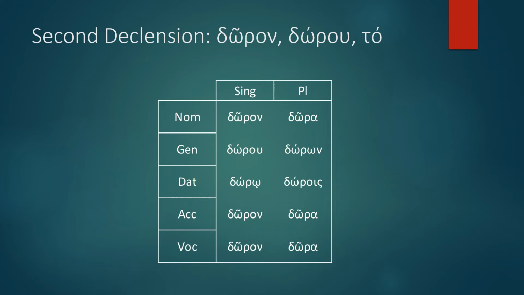For doru and doro, the genitive and the dative, our ultimas are long, and so our word is now a paroxytone. And nominative being the same as the accusative and the vocative, well, they're exactly the same for the same reasons.